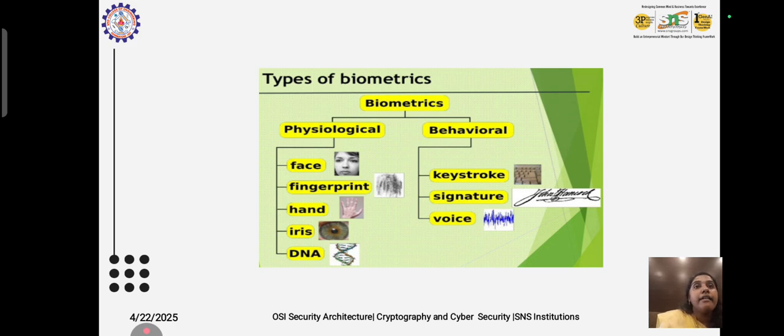Next comes iris and retina scanning. In the case of iris and retina scanning, it mainly uses the colored ring around the pupil, and it is also used to analyze the unique pattern of blood vessels.